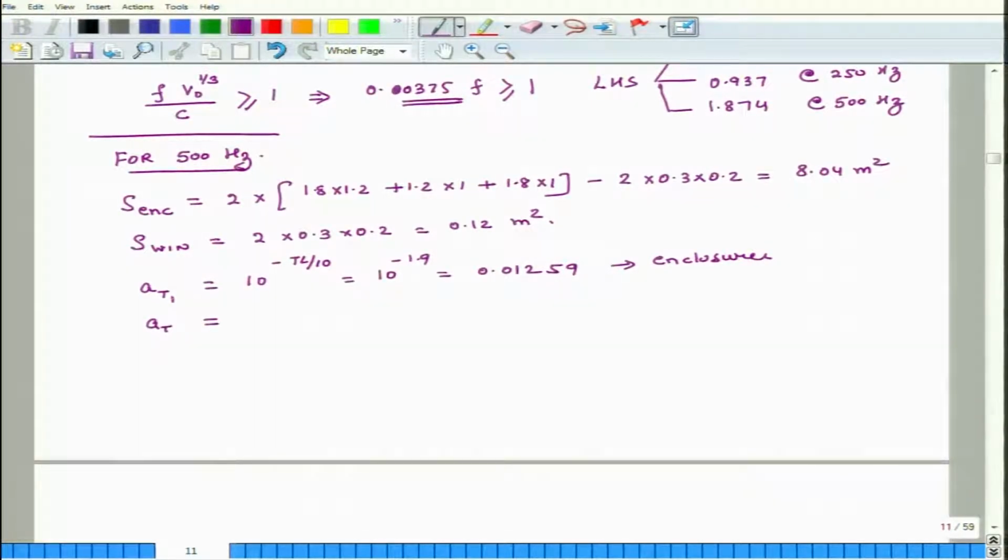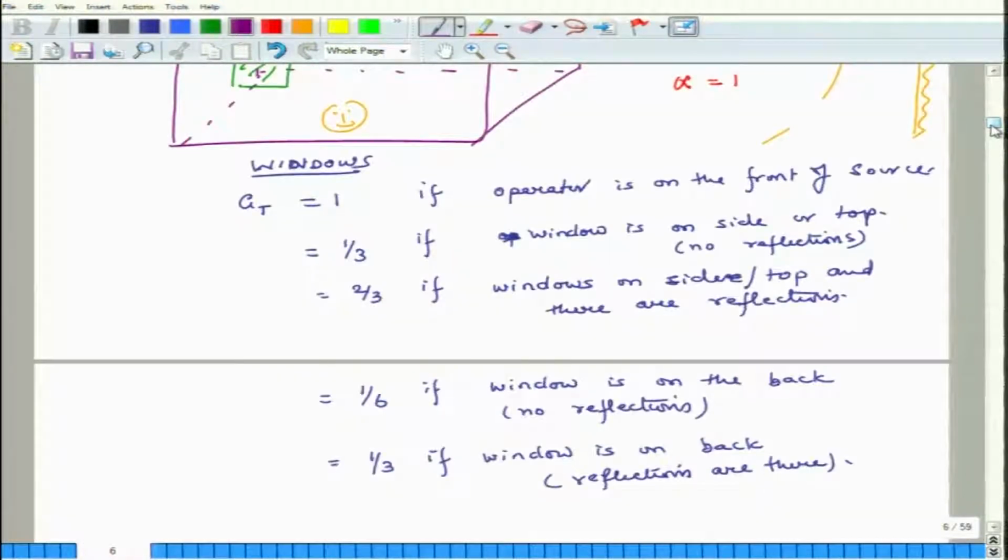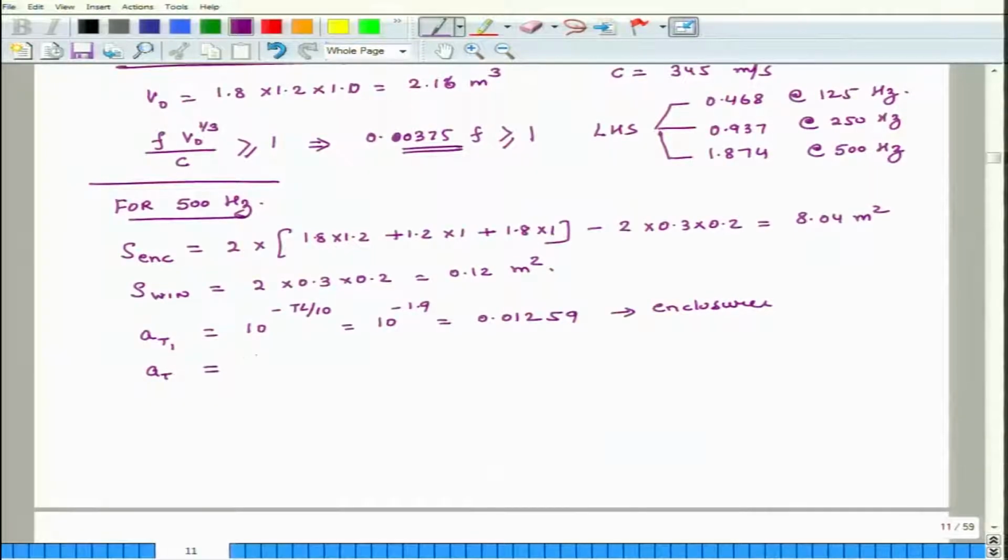This is the first thing, but there is also a window, and we have to compute its transmission coefficient also. We have said that the operator is in the front and the window is on the side. So, which number do we choose? And there are no reflections. So, we choose this 1 by 3. So, tau is equal to 1 by 3. The first is for the enclosure and this is for the window.